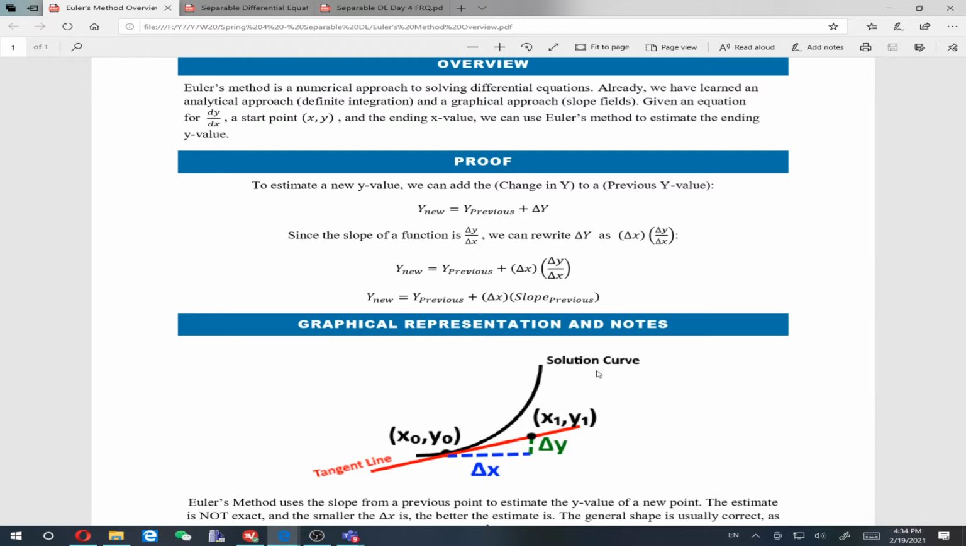So that could be something like if we've got an object that's in the air, we don't really know what the equation is for the air resistance. We can make estimates of the velocity, and then we can use this to get an estimate for what the height would be, maybe.